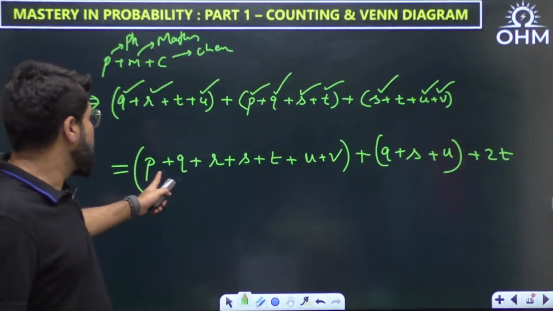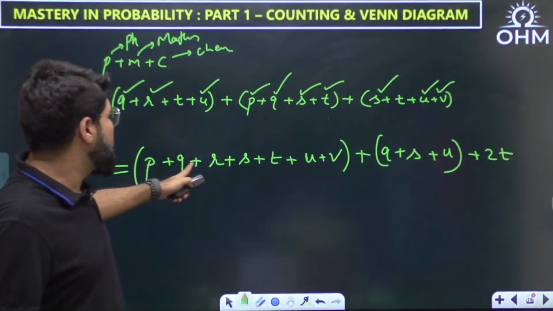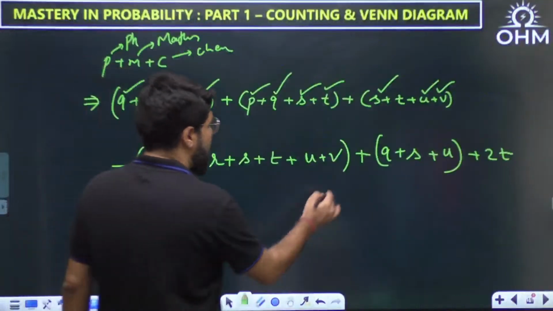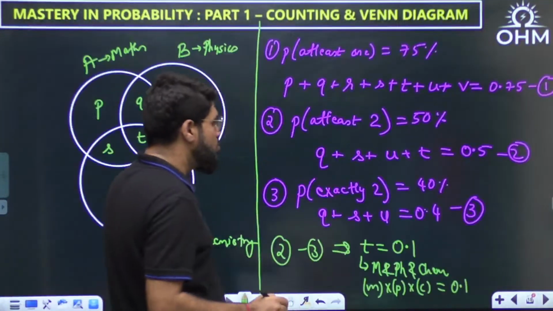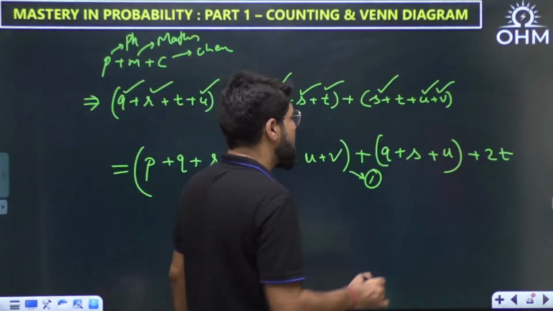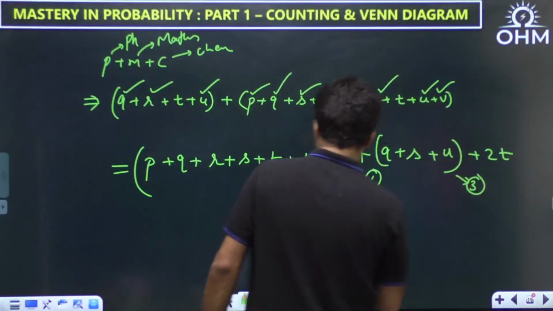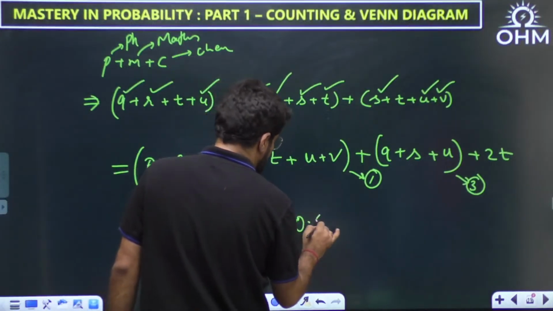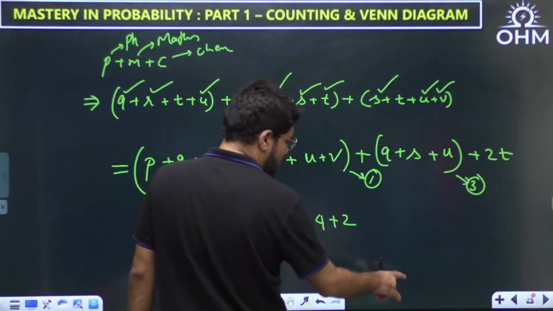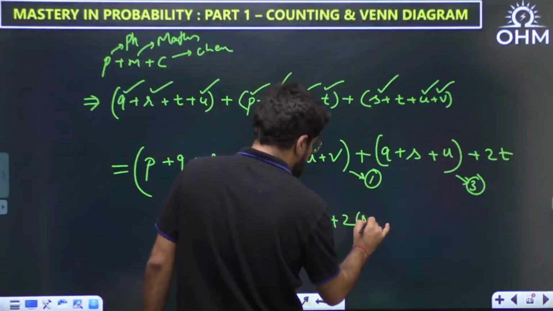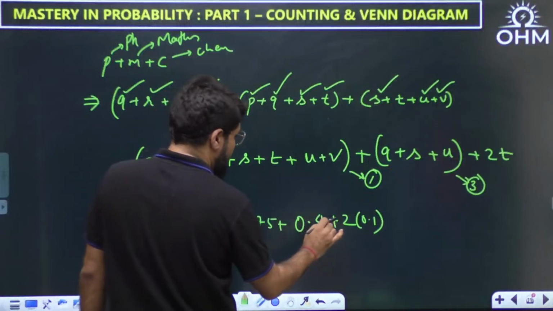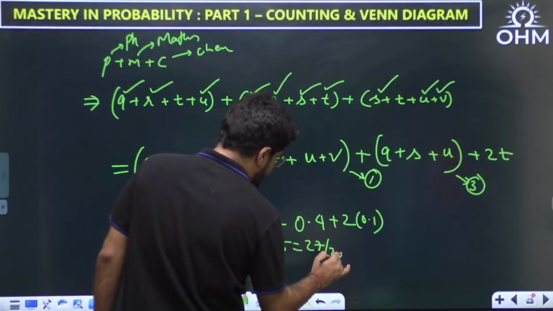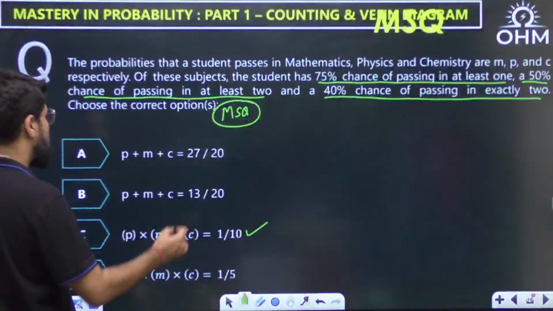Now do I know this value? This is equation number 1: sum of all P, Q, R, S, T, U, V. As per equation number 1, 0.75. Q, S, U is equation number third. So let's put down: this was 0.75, equation third is 0.4, plus 2T, and T already found as 0.1. So let's add it: 0.6, 0.75, 1.35. 1.35, which is also 27 by 20. And hence option number A.